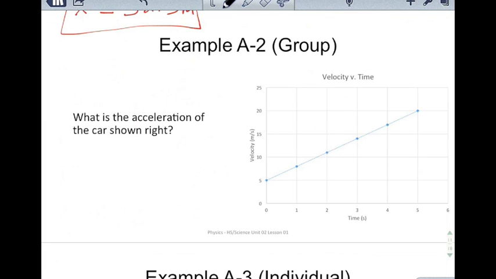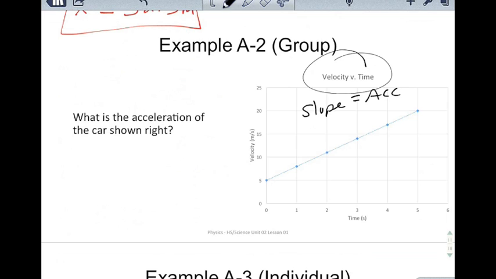This one says, what is the acceleration of the car shown to the right? So remember, we said we've got a velocity versus time graph, so we know that the slope is equal to the acceleration. Now we have to decide which 2 points to take. Since this is a straight line, it doesn't matter which points I pick, because all the points on a straight line have the same slope.